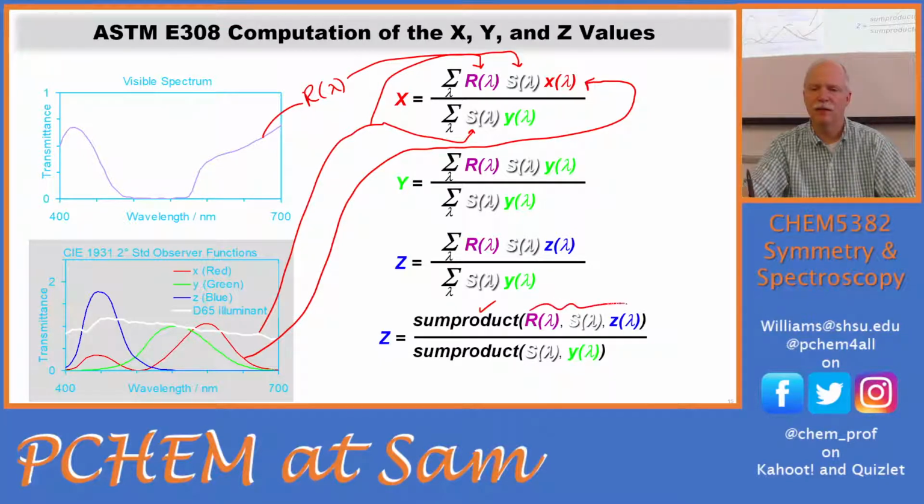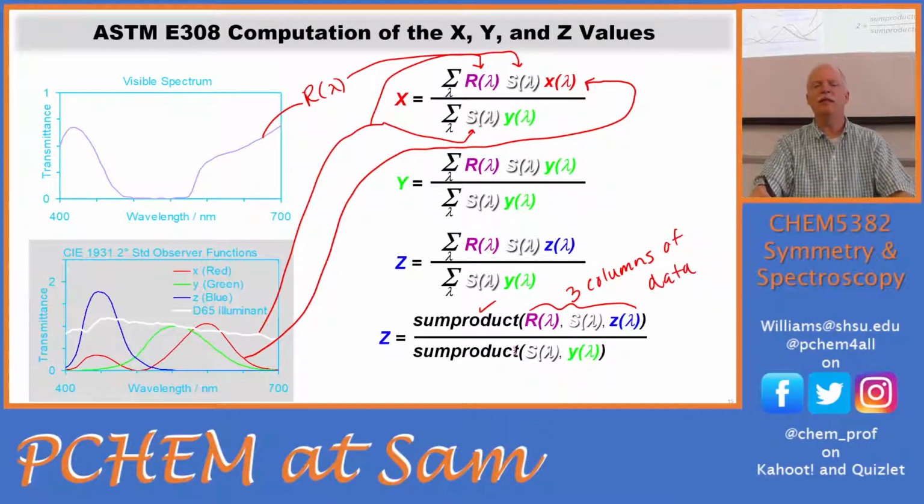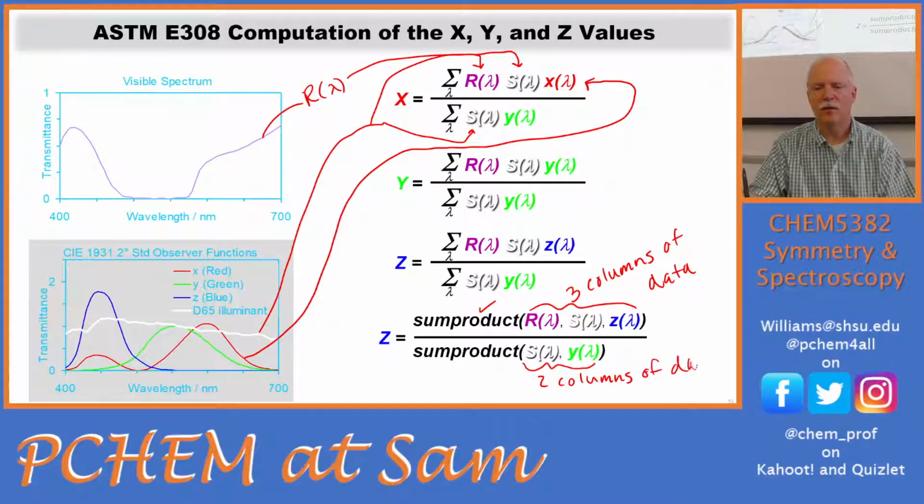So this right here is 3 columns. And then we normalize it with the green. And so this is 2 columns of data down here. So does everybody see what we're doing? We're multiplying each individual data point and adding them all together, and that's an integral.